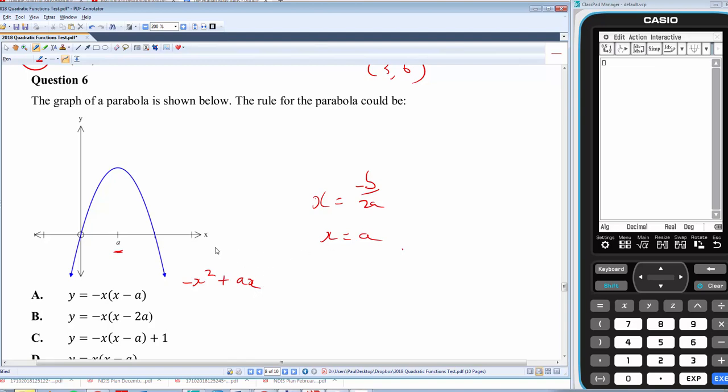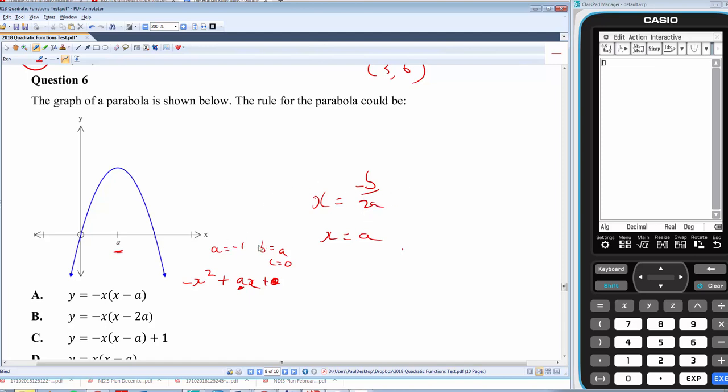I'm going to write down my a value here, which is negative 1, my b value here, which in this case is a, and my c value in this case is 0. It's not important with this, with x equals negative b on 2a.